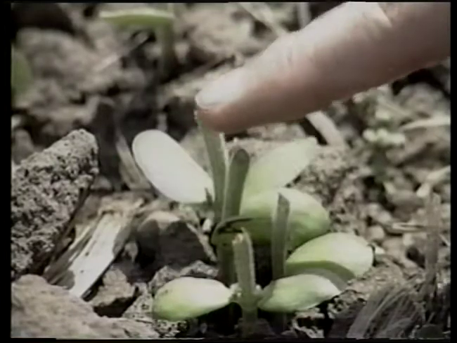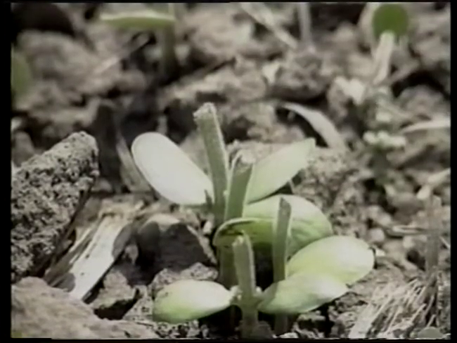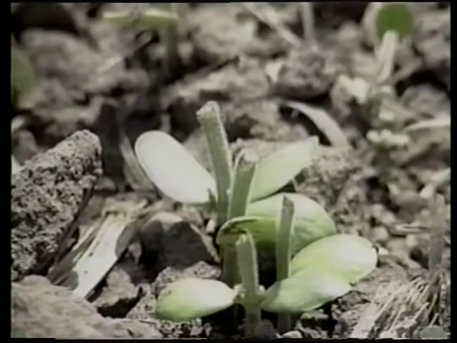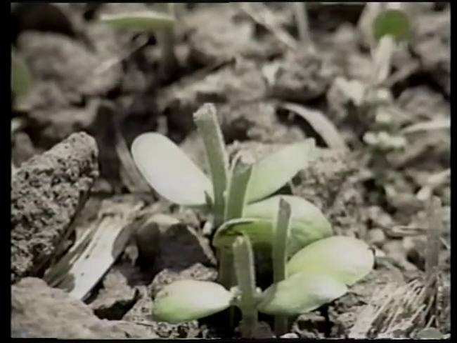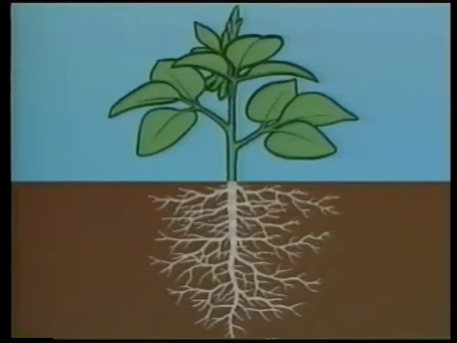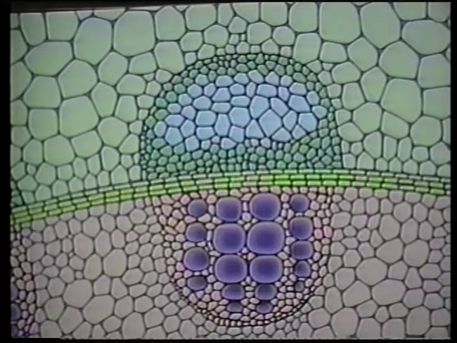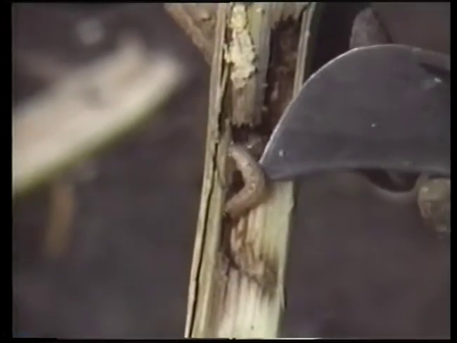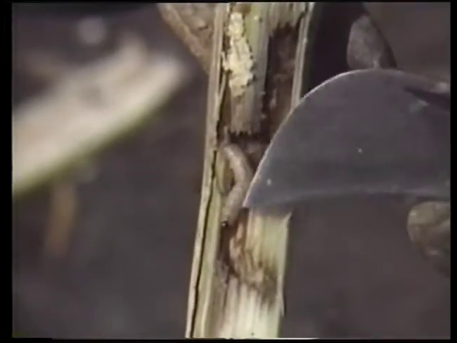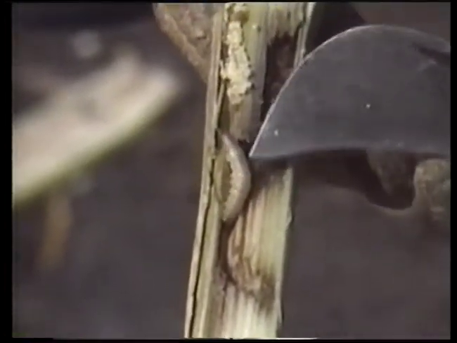Stem damage is another way insects can cause economic loss. Stem damage by insects can have several effects on crop plants. One is the destruction of translocation tissue. In other words, the destruction of the phloem and xylem. Insects that tunnel inside stems interfere with the translocation of minerals, water, and sugars needed by the plant. This results in lower yields.